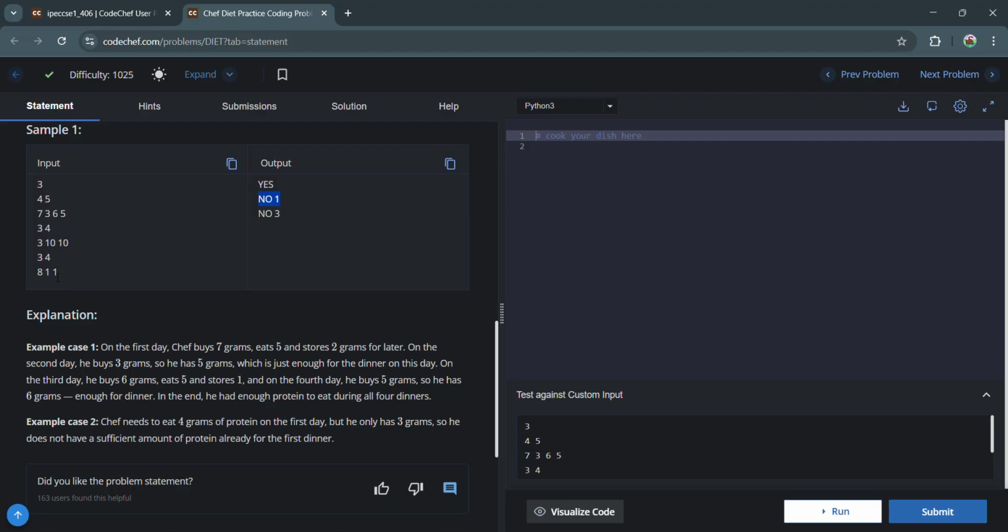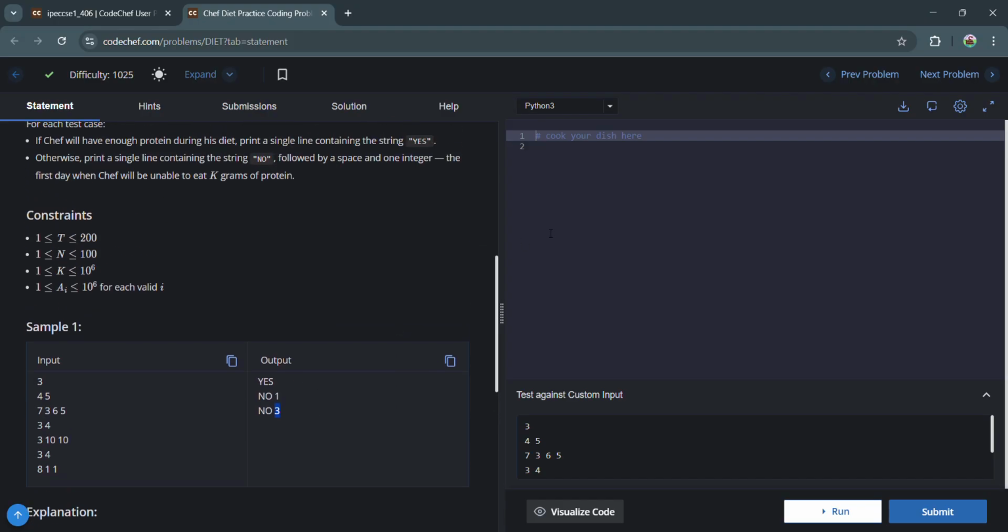On day 3 he has only 1 gram, and the remaining stored protein was also 1 gram, so that will be 2 grams total, but he has to intake 4 grams, so he cannot complete his diet on day 3. So we have to print no with day 3.